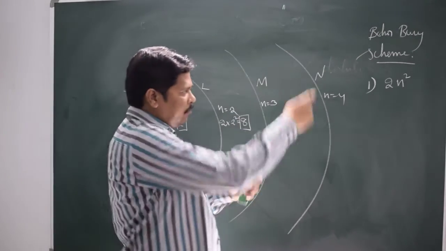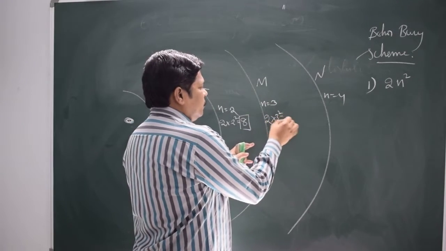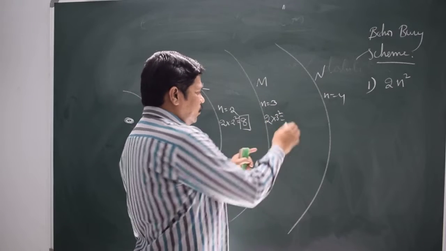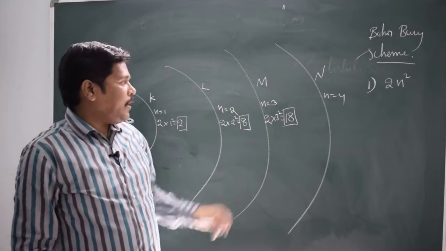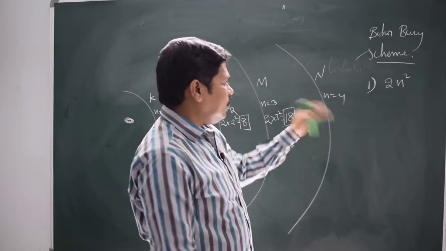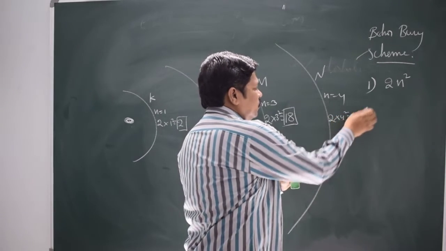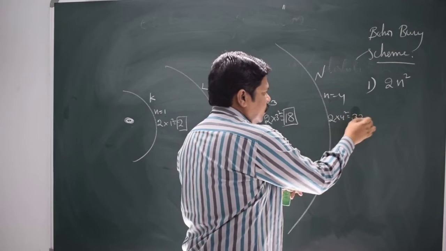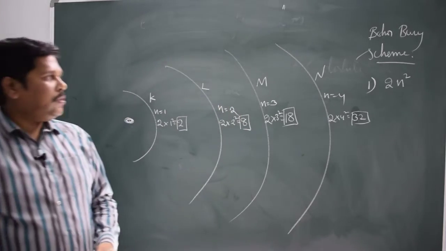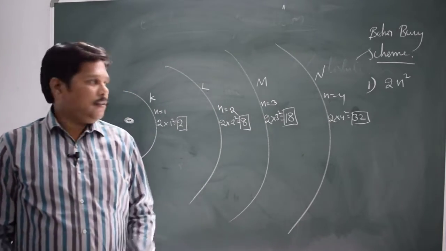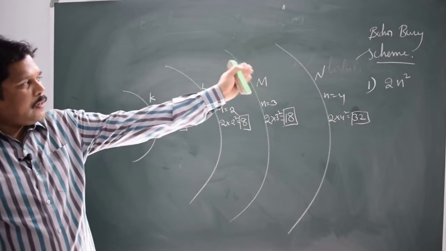We'll go with the third shell, the same formula is applicable. So 2 into 3 square, which is 9, 2 nines are 18. The maximum number of electrons that can be accommodated in the M shell is 18. We'll use the same formula for the fourth shell. 2 into 4 square, 4 fours are 16, 2 sixteens are 32. The maximum number of electrons in the fourth shell is 32. That is the first rule.